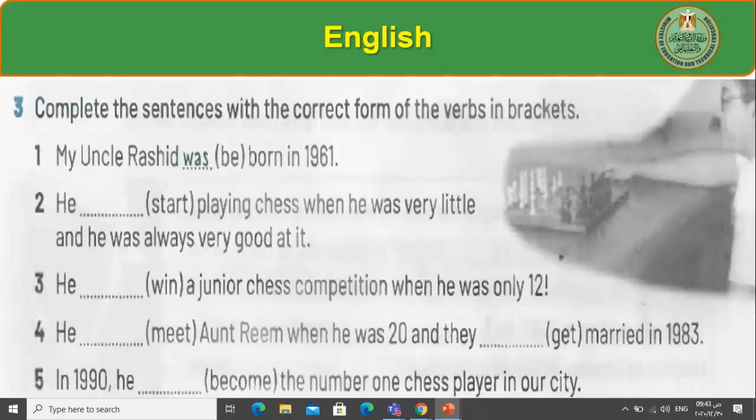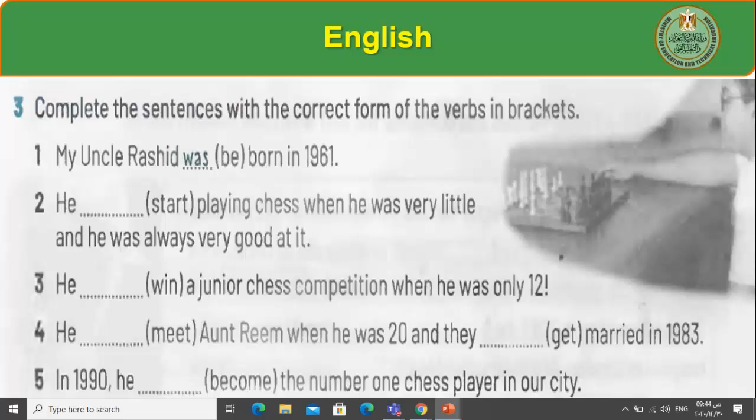Complete the sentences with the correct form of the verbs in brackets. طبعا ده نفس السؤال الخامس اللي بيجي لنا في الامتحان، وده طبعا من الورك بوك, so it's very important for you. Number one: my uncle Rashid, طبعا هنا بين قوسين عندنا بتقول brackets B B verb to be اللي هو am, is, were في present, was, were في الايه في past. Born in 1961 ده ايه تاريخ قديم يبقى تجيب ايه في الماضي يبقى was. طبعا my uncle Rashid ده singular مفرد هياخد ايه was.